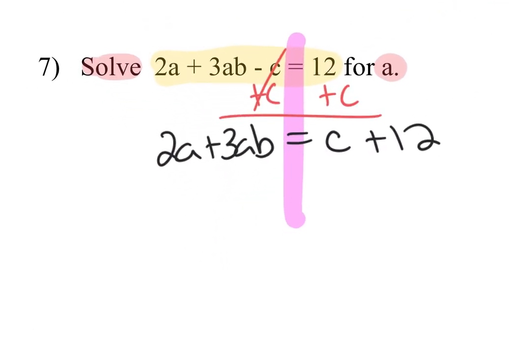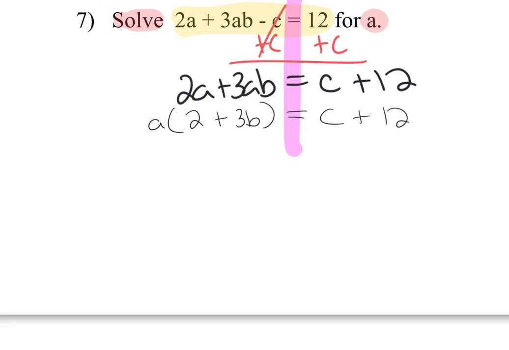So if I'm undoing the distributive, I had 2a, I pulled out an a, I'm left with just 2. Plus, I have my 3ab, I pull out an a, I'm left with just 3b. Okay? Still equal to C plus 12.